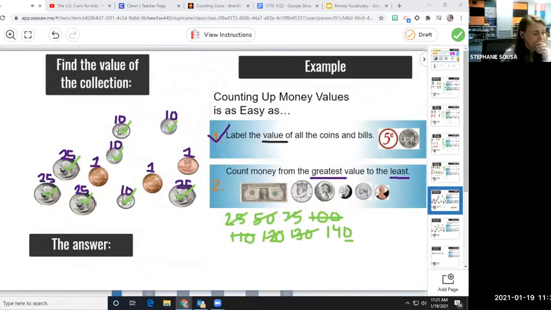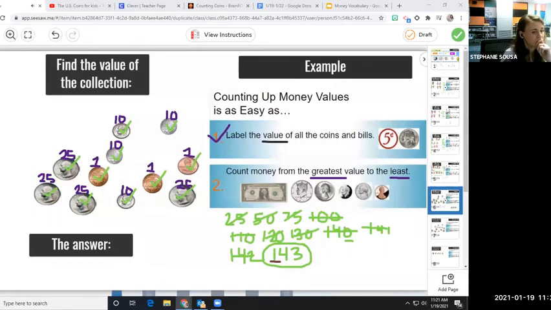Right now I have 140 cents, so 141, 142, and 143 is my total amount of cents. I notice that this number is greater than 100. That tells me I do have $1. If you have more than 100 cents, you have $1.